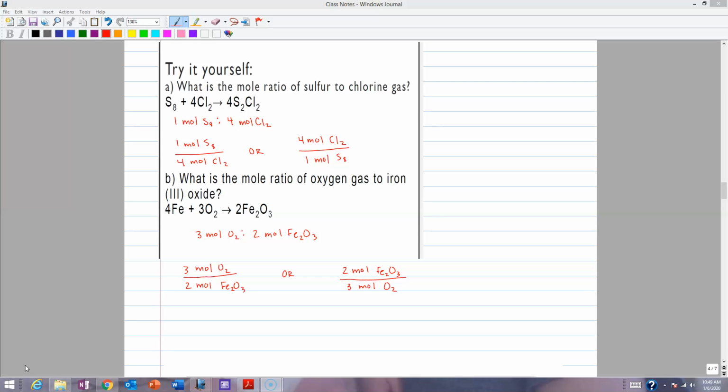We can also, for B, what is the mole ratio of oxygen gas to iron 3 oxide? We have 2 moles of oxygen, and that's going to produce 2 moles of iron 3 oxide. And so we can write our conversion factors as written.